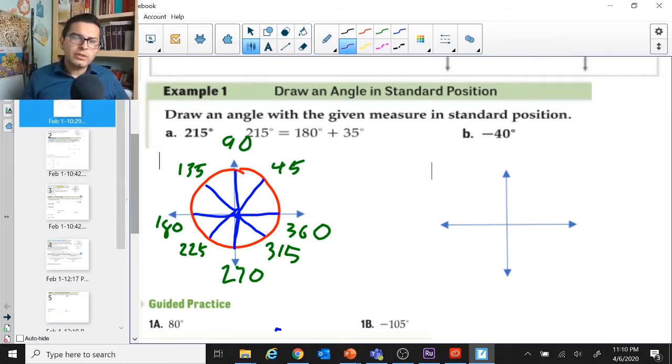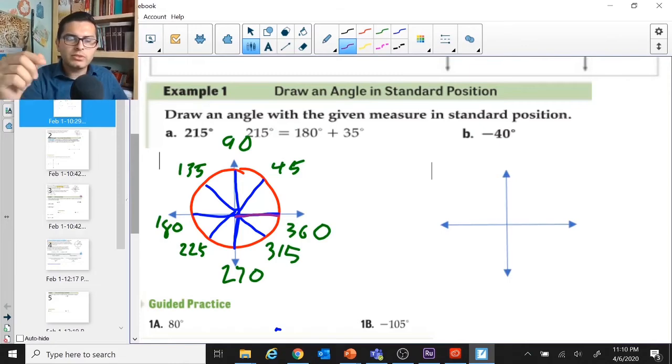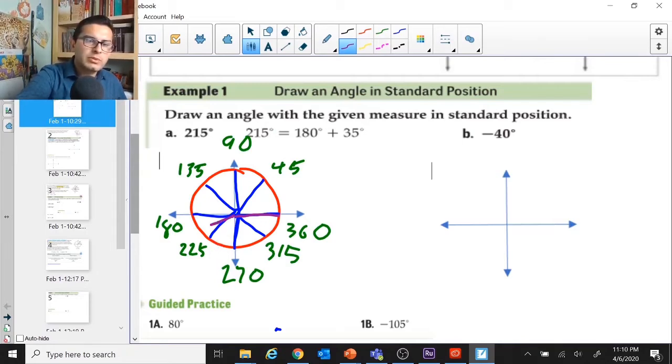Now, when we draw this angle in standard position, we're always going to have a line starting from the middle and going out to the right. That's going to be our initial side. Now, where does the terminal side go? Well, we're dealing with 215 degrees. Where would that go? Well, I know that this is 180. I know that this is 270. I know this is 225, and it's going to be somewhere in between those two because it's more than 180 and less than 225, so I know that the terminal side is going to be right over there.